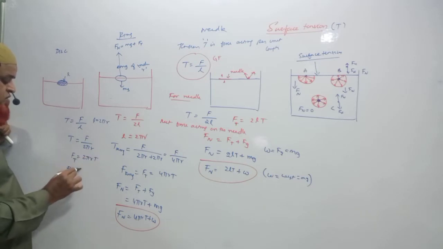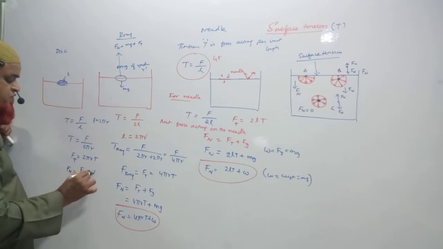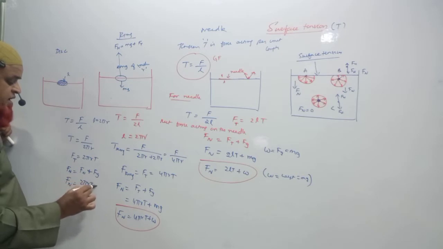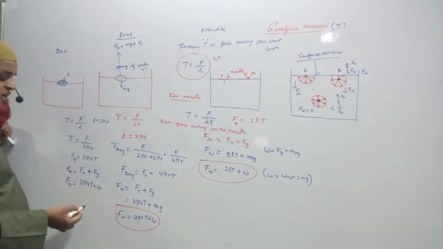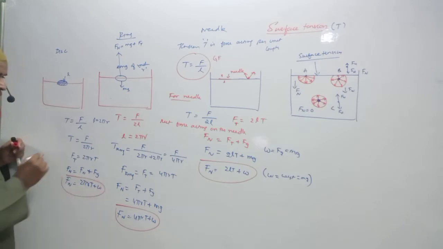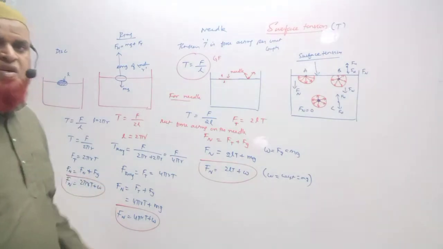But what is the net force? Force due to tension plus force due to gravity. Therefore, net force can be taken as 2 pi r into T plus W, which can also be written as mg. Is it clear? Okay. So this is the explanation here.